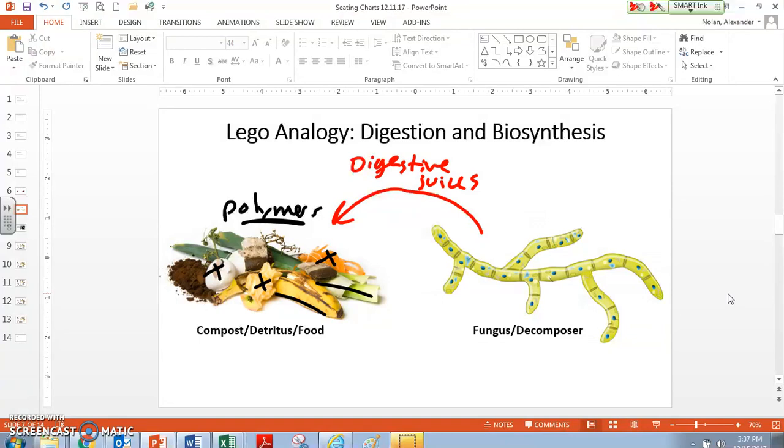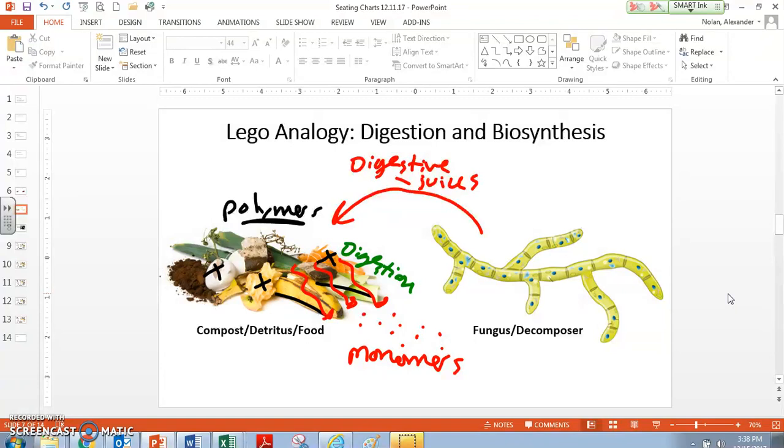And those contain things like enzymes that are going to break down these molecules. So these digestive juices break those polymers down into monomers. And now that has digested, right? That's digestion. So that's kind of like Essie breaking the pieces off of Achaemenes' car.